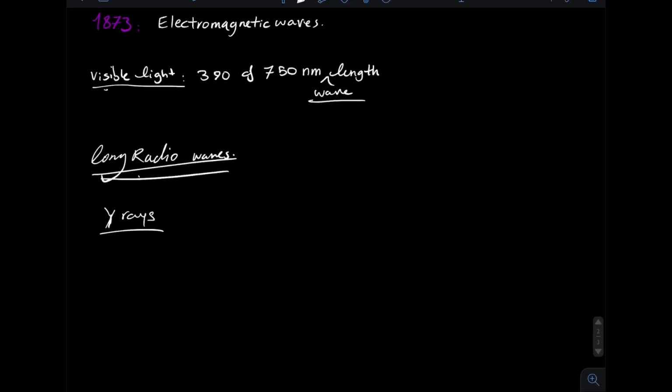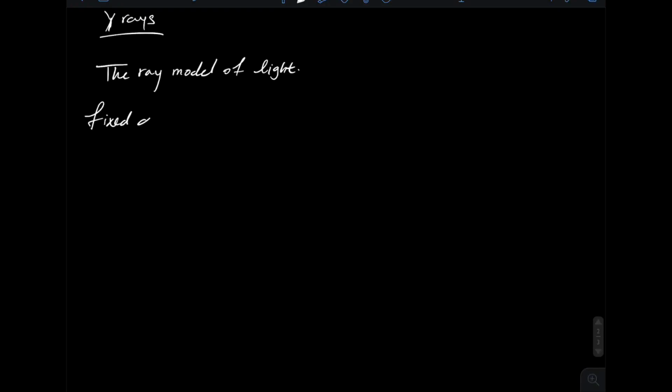So the visible light, if it is between 390 till 750 nanometer, then we can see it. Okay. We call it the ray model of light. What is that? It's an assumption that light travels in a fixed direction, in a straight line, as it passes through a uniform medium.